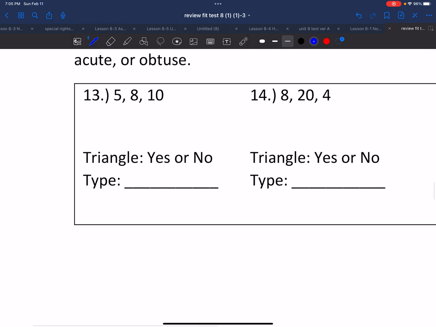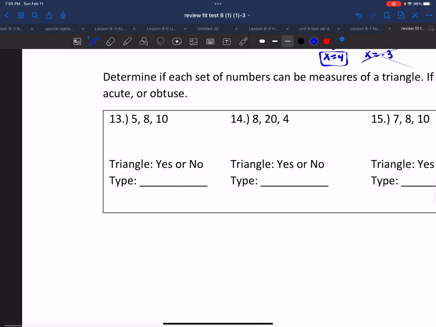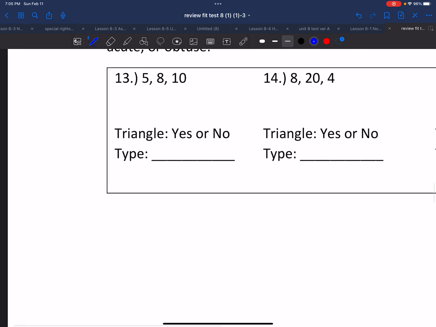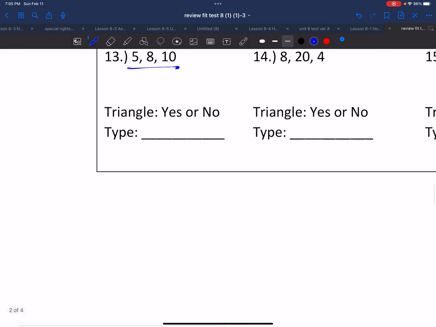Okay, so is it a triangle? Yes or no? And you're going to tell me the type. First of all, I'm going to take this set and write 10, 8, and 5: big number, medium number, and then smaller number. Then you're going to tell me the two numbers that are not 10 from this set, 5 and 8.